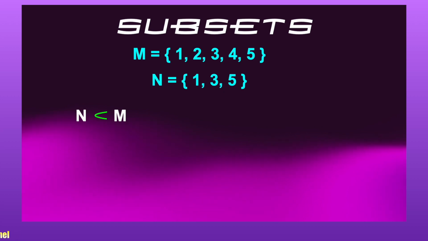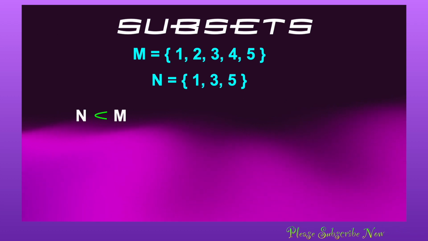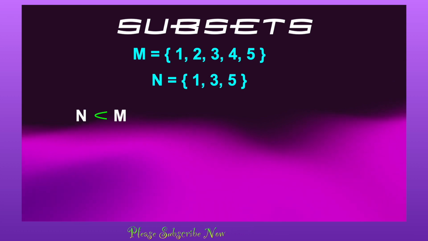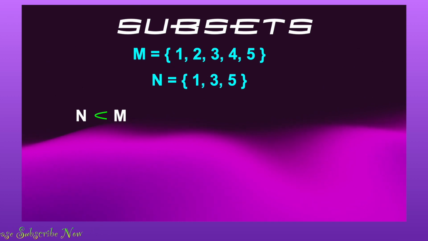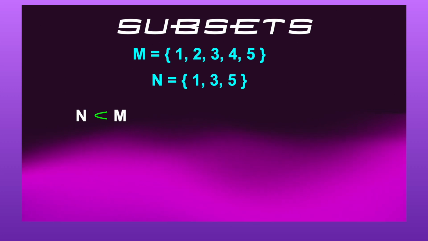So when there is a line under the symbol, this is just a subset. So if the number of elements of the smaller set is not equal, that means the smaller set has fewer elements, that is a proper subset. When the elements are equal, that is a subset. That's why it has a line under the symbol.